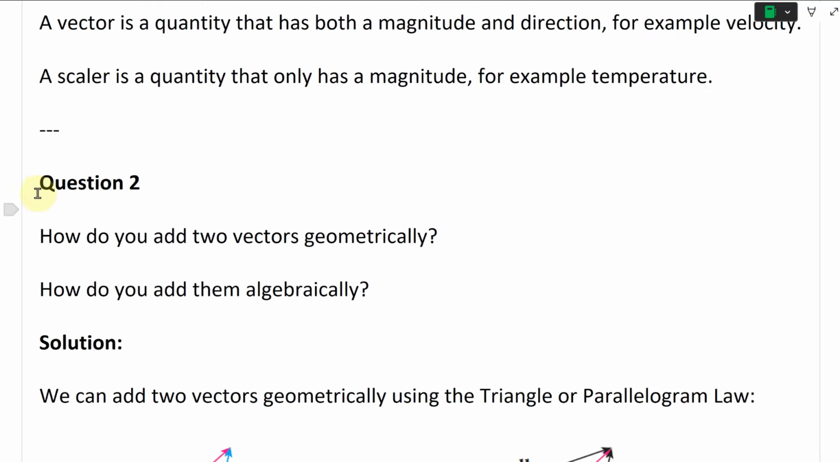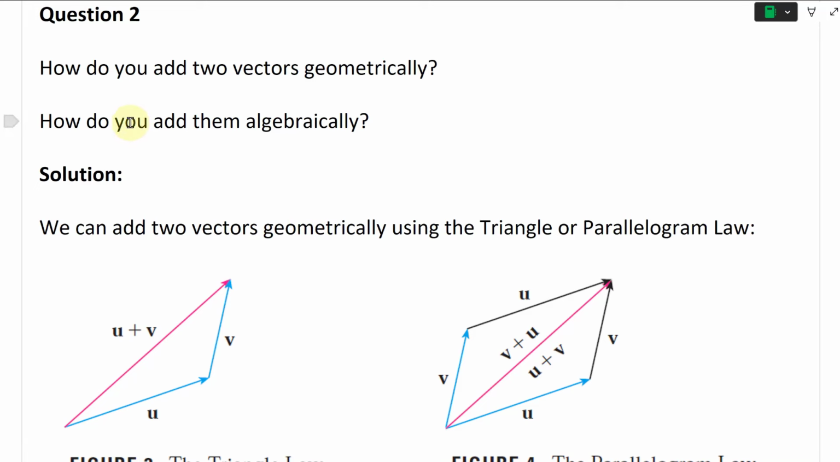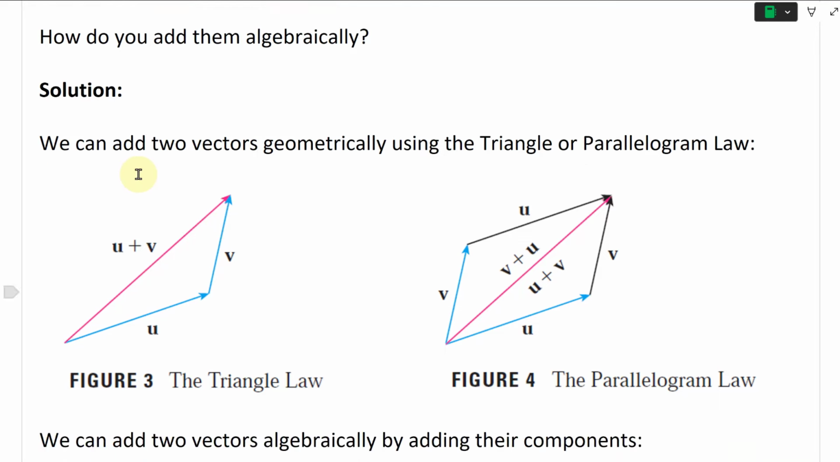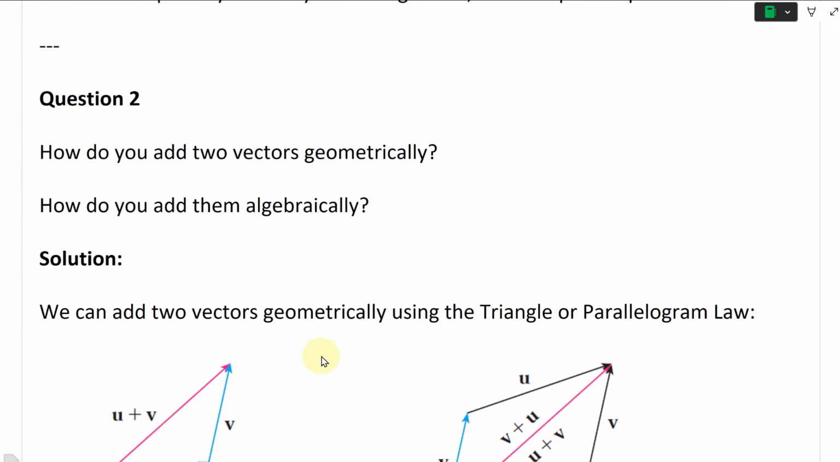All right, so let's continue to question 2. How do you add two vectors geometrically? And then we're also asked, how do you add them algebraically? Geometrically, here's the solution. We can add two vectors geometrically using the triangle or parallelogram law. Here I've just copied and pasted from my calculus book, because again, this is just a review.